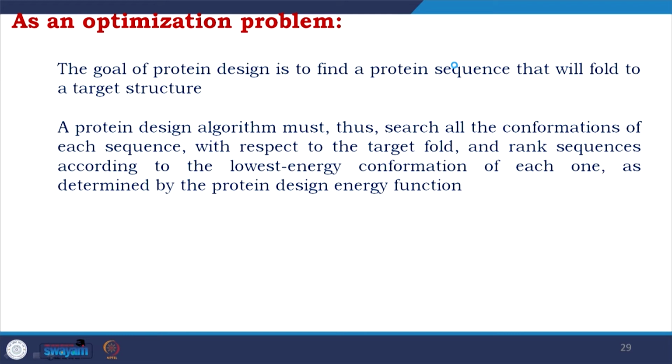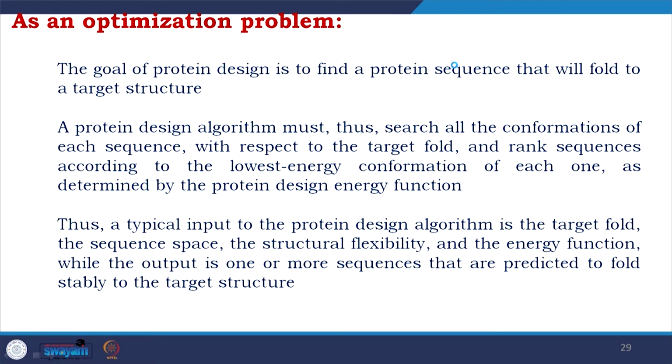A protein design algorithm must thus search all the conformations of each sequence with respect to the target fold and rank sequences according to the lowest energy conformation of each one, as determined by the protein design energy function. Thus, a typical input to the protein design algorithm is the target fold, the sequence space, the structural flexibility and the energy function, while the output is one or more sequences that are predicted to fold stably to the target structure. So, we have the target structure, we have the sequence space, we have the structural flexibility and energy function.